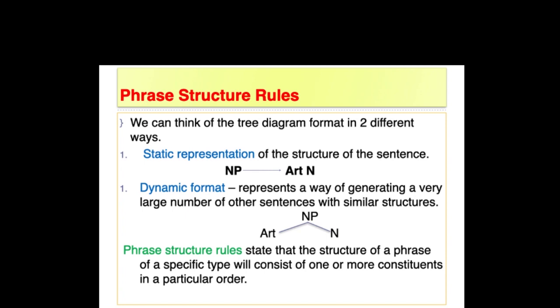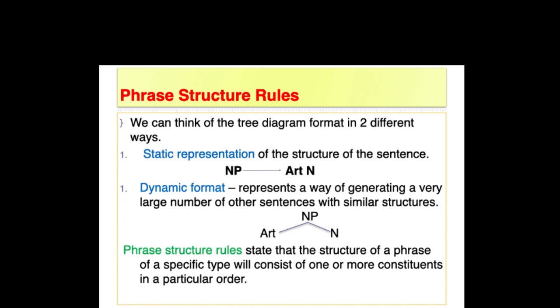And there is another way to do syntactic analysis, through a dynamic format. It represents a way of generating a very large number of other sentences with similar structures. For example, an NP consists of an article and a noun. Okay, this is another way to represent syntactic structures visually.